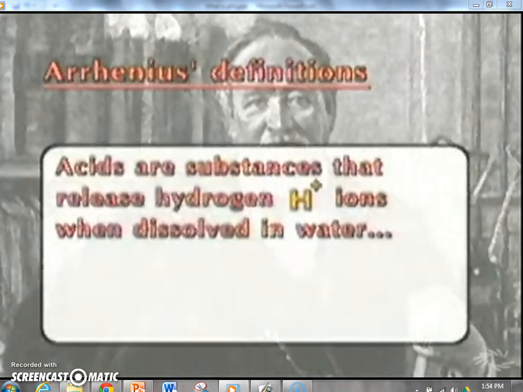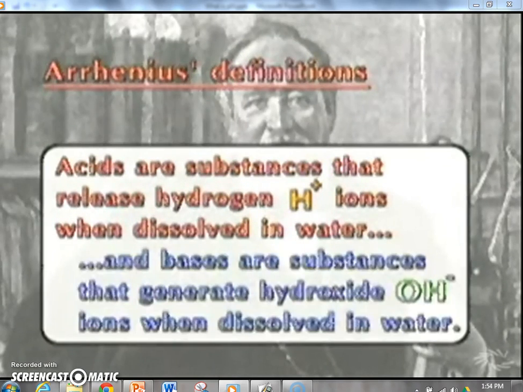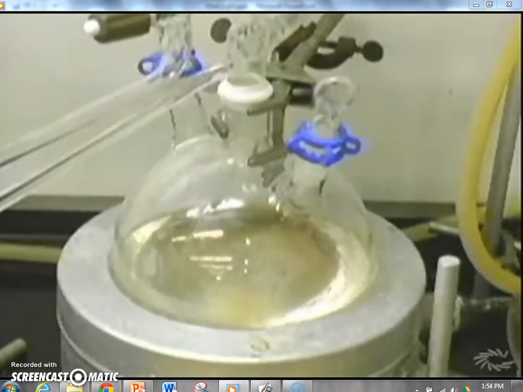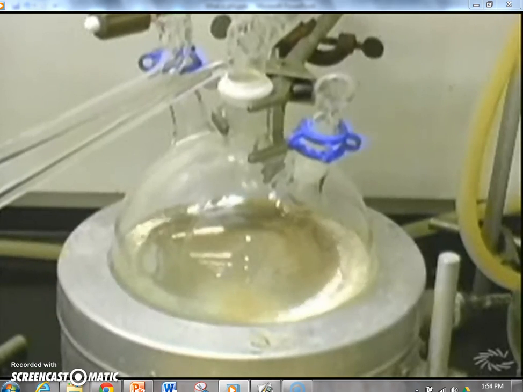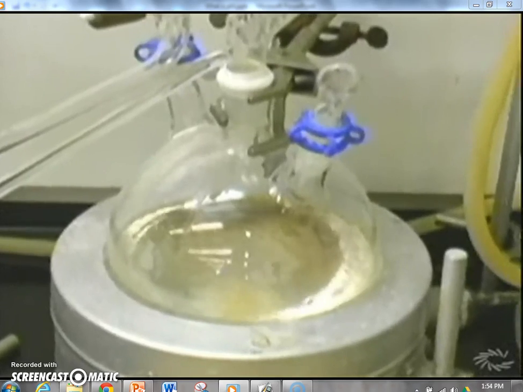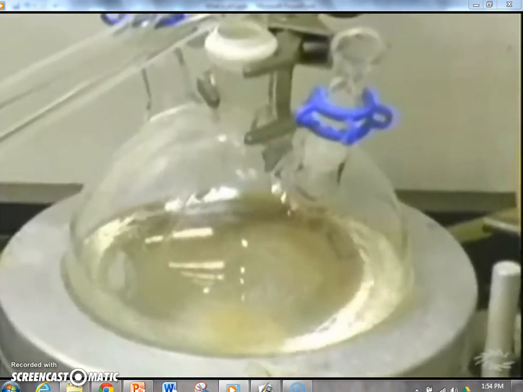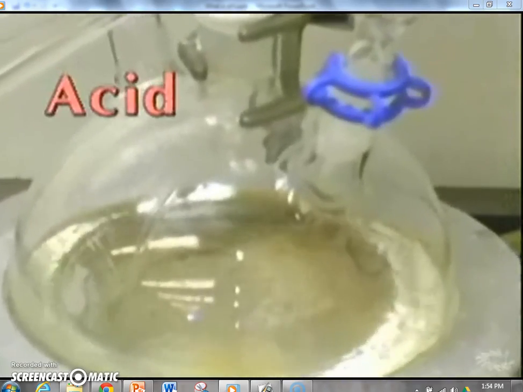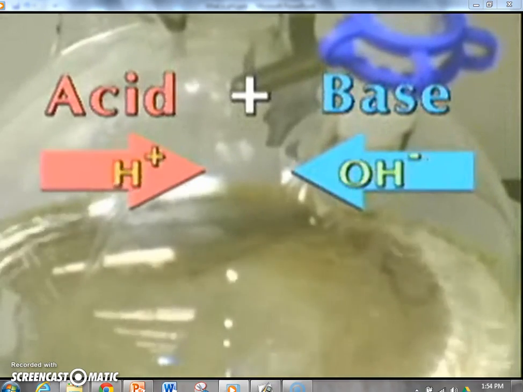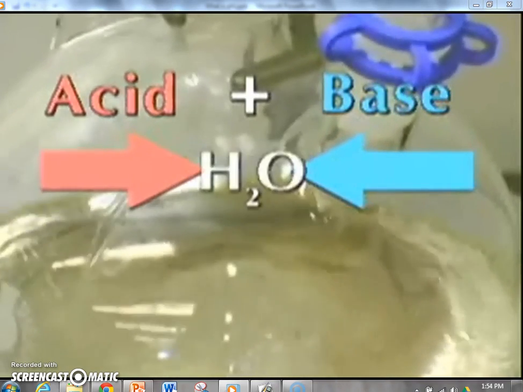Arrhenius summarized his findings by defining acids as substances that release hydrogen ions, H+, when dissolved in water, and bases are substances that generate hydroxide ions, OH-, when dissolved in water. This definition explained a number of things. It showed that acids have similar properties and bases have similar properties. It solved the mystery as to why acids and bases neutralize each other. When these two substances are mixed together, the H+ from the acid mixes with the OH- from the base to produce H2O, water.